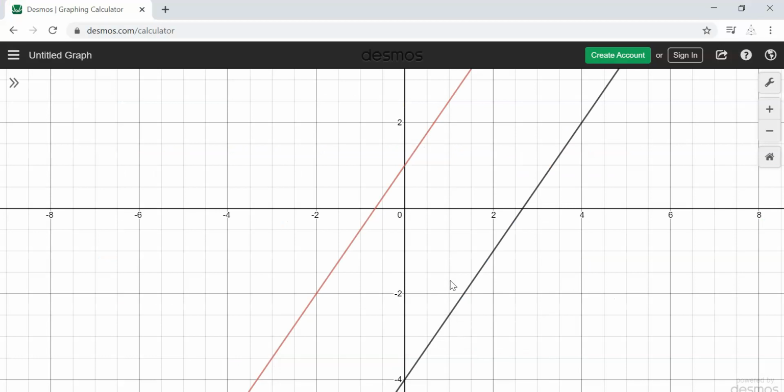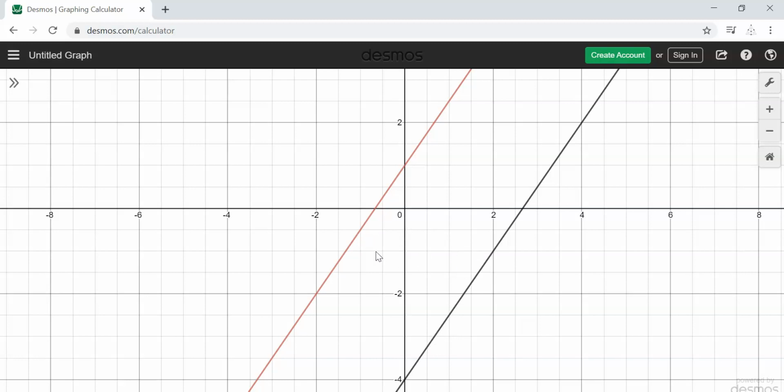I've graphed a couple of parallel lines here. Parallel lines are lines that travel in the same direction. So we see this one here in red, and this one in gray, and they're traveling in the same direction. Parallel lines, it turns out, never touch, as long as they're different.